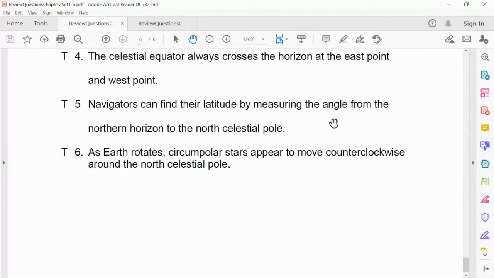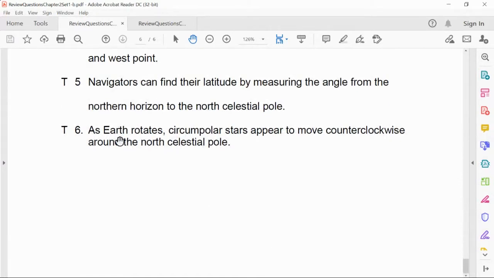Navigators can find the latitude by measuring the angle from the northern horizon to the north celestial pole. That's true if they are in the northern hemisphere. And they can do that between the southern horizon and the south celestial pole if they are in the southern hemisphere. And as Earth rotates, circumpolar stars appear to be moving counterclockwise around the north celestial pole. And that's something that we see if we are in the northern hemisphere.